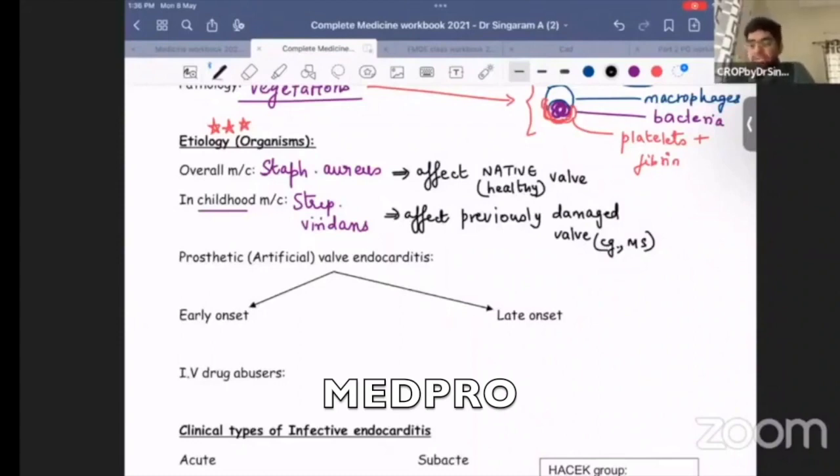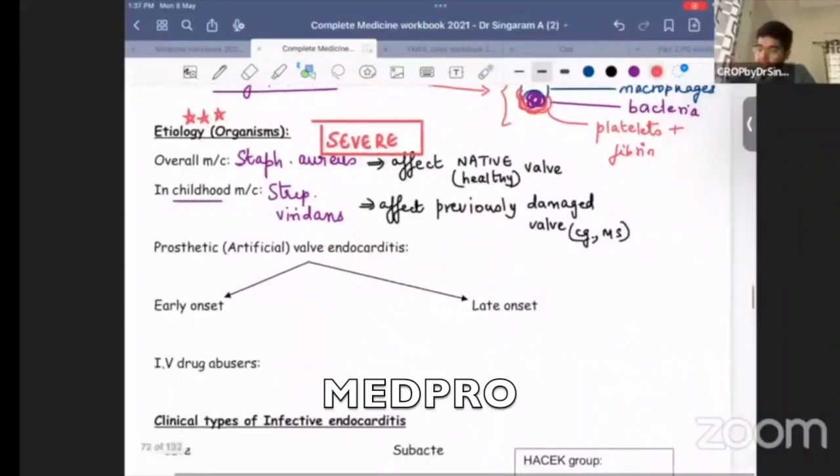Out of these two varieties, which is the severe variety, or which is the organism causing a severe type of endocarditis? Is it Staph aureus or Streptococcus viridans? Obviously, it is Staphylococcus aureus, which is the severe type. Because you can see, it can even affect a previously normal valve also. So it has to be a very strong or virulent organism to damage a previously normal valve. Whereas Streptococcus viridans is affecting a previously damaged valve. So it's not so much of a severe condition. That's what I'm trying to tell you.